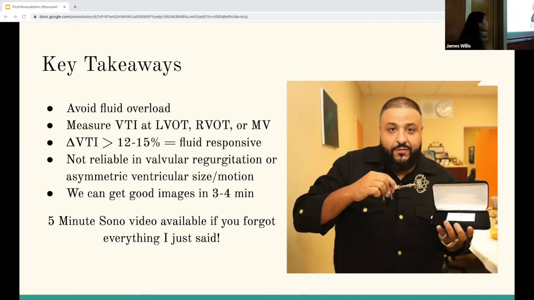Be careful if someone has known heart problems like regurgitation or HOCM, something that would cause asymmetric ventricular size or motion; your measurements are going to be off. And then we can get pretty good images in 3 to 4 minutes.